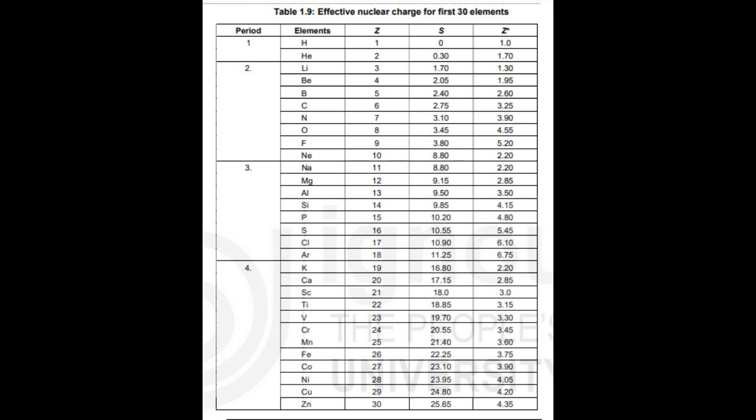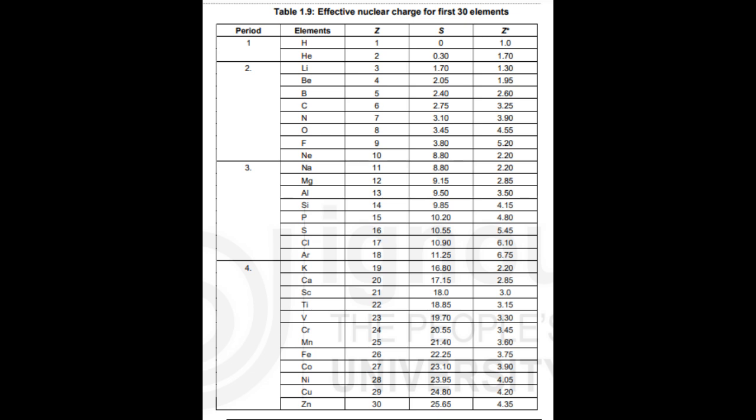III. For an electron in an ns or np orbital: A. All other electrons in the (ns, np) group contribute S equals 0.35 each, except for the electron in 1s, which contributes S equals 0.30. B. All electrons in the (n-1) shell contribute S equals 0.85 each. C. All electrons in (n-2) or lower shells contribute S equals 1.00 each.